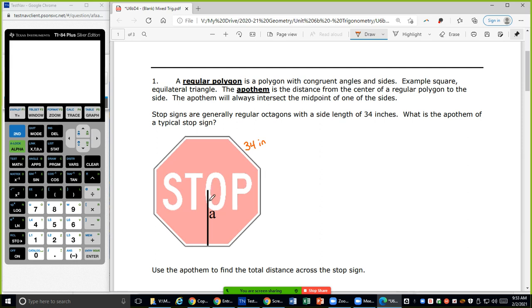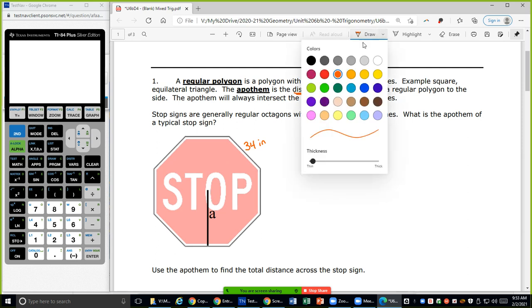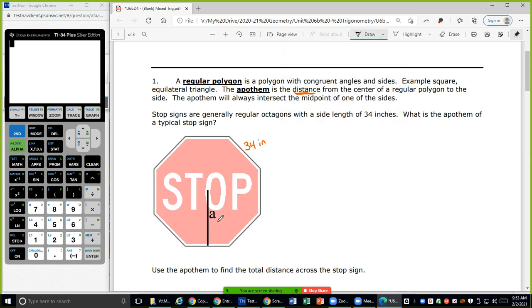But this apothem that has been drawn in, since it is the distance from the center to the side, I know that means distance is measured perpendicularly. So from the center of this figure to the side where it intersects, since it's a distance, it hits at a 90-degree angle. Okay, so I have a right angle right there, and I could sketch myself in a little hypotenuse and make myself a right triangle here.